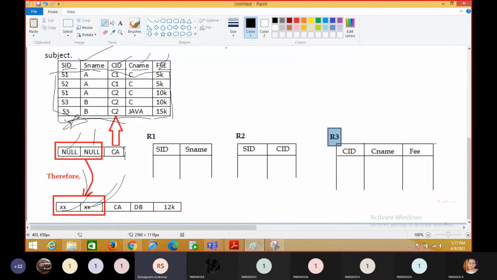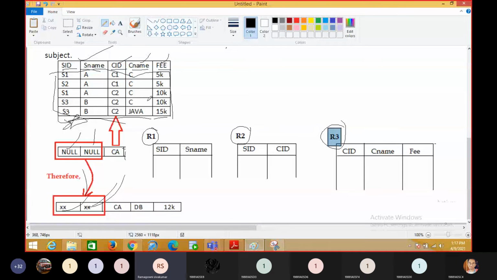So we are performing the decomposition operation to avoid that anomaly. You have problems, right, while inserting, while deleting, while updating. So to avoid those problems, we are following decomposition. Means what? I am dividing this table into a number of tables. I am decomposing, so the first table name is R1, R2, R3.